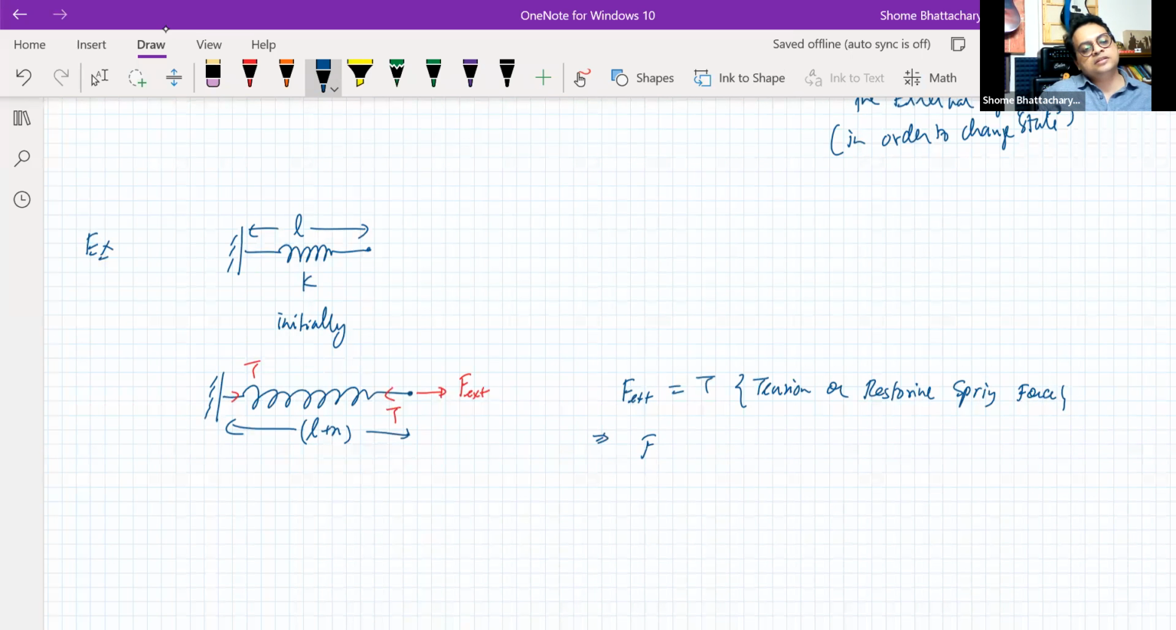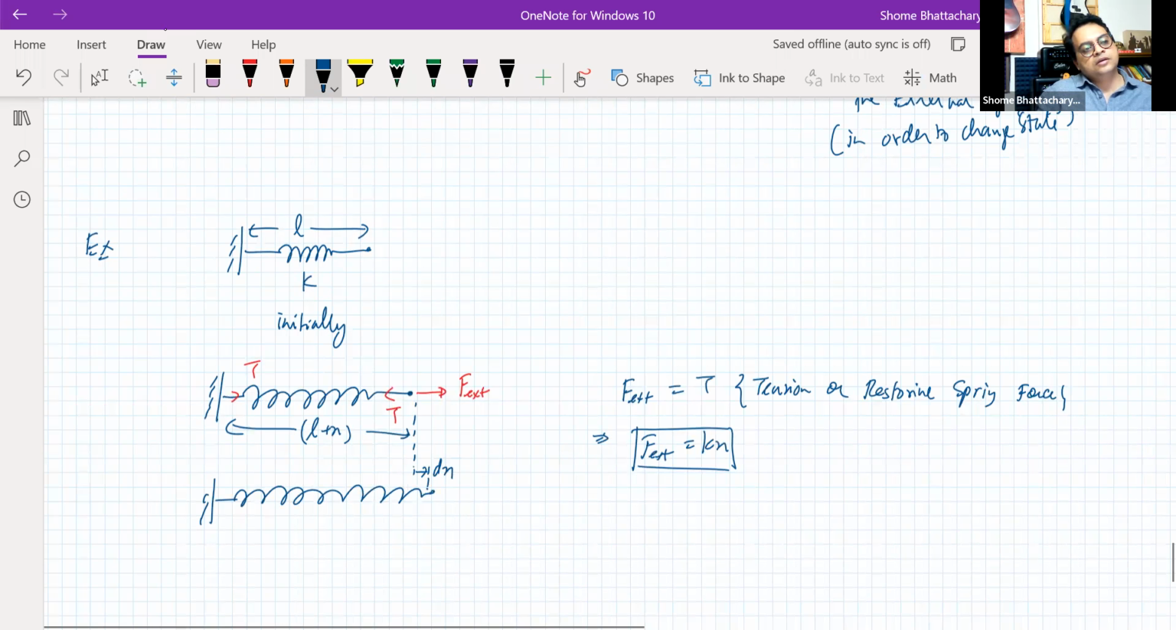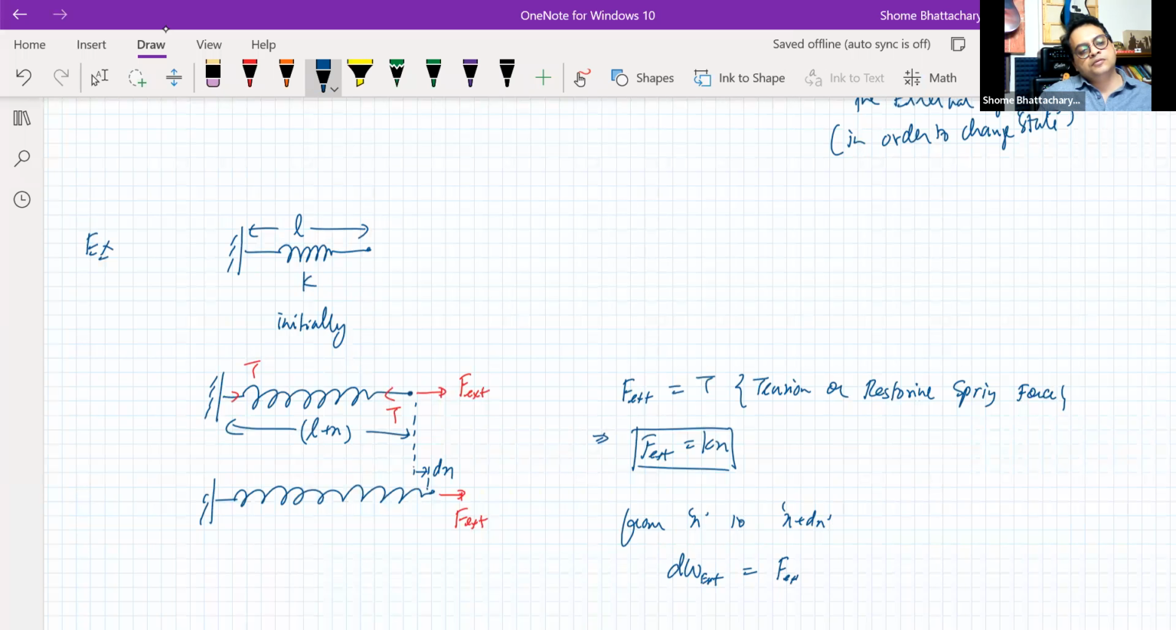So the magnitude of external force we are applying at any point of time when the spring's extension is x is kx. So now if we take the spring from this position to a slight further displacement of dx, in this process, going from x to x plus dx, the work done by the external agent is equal to force into displacement, so kx dx.